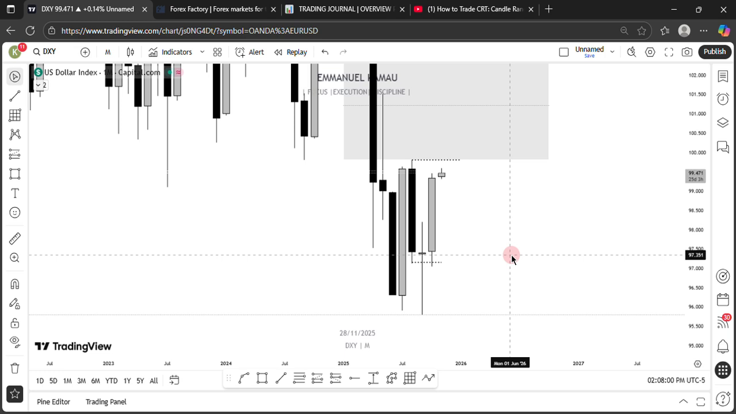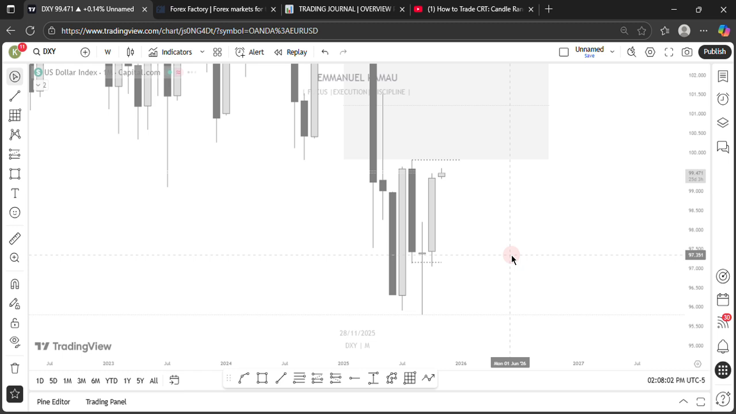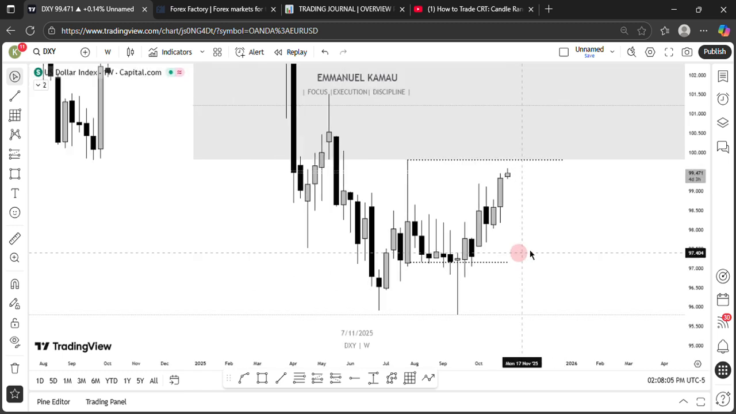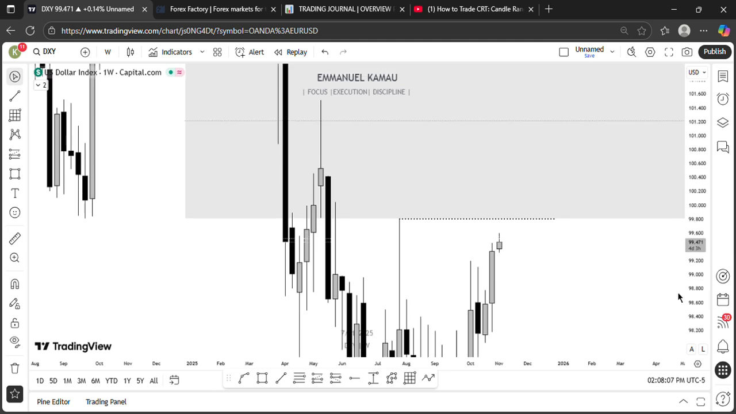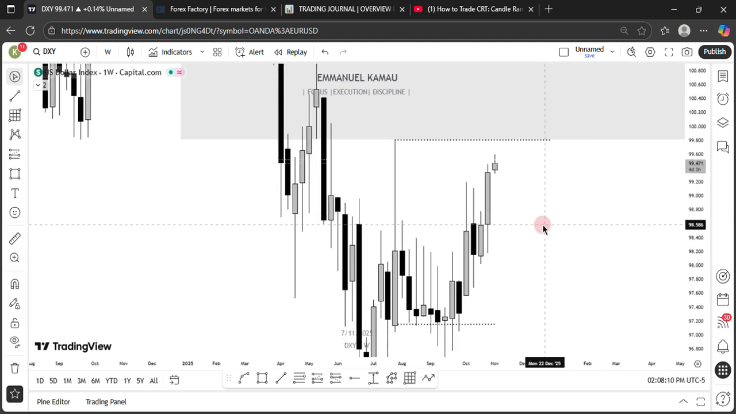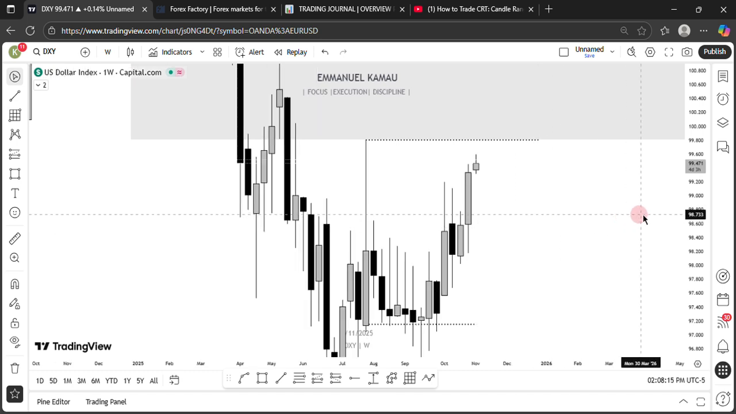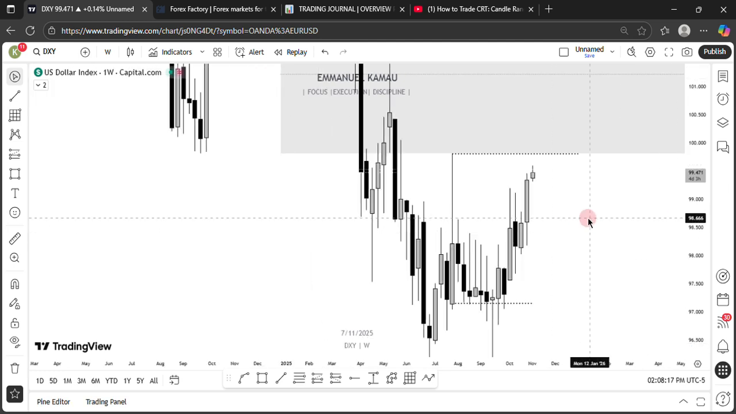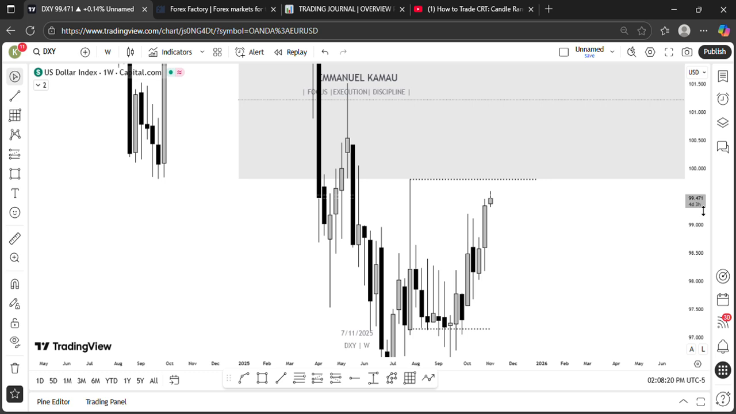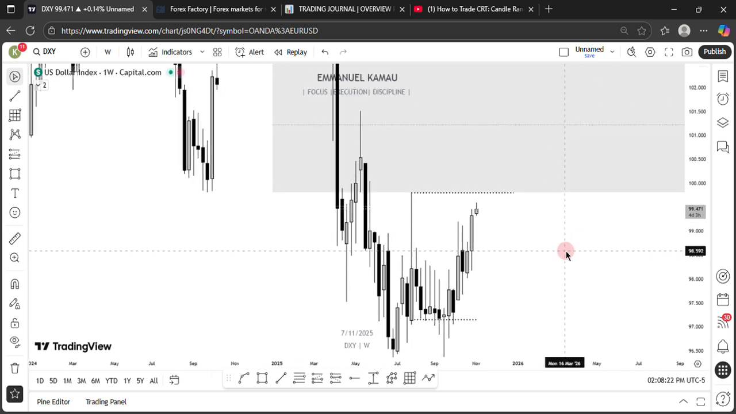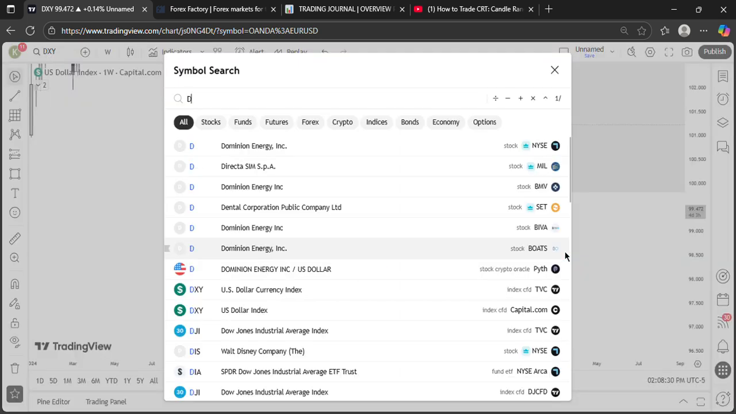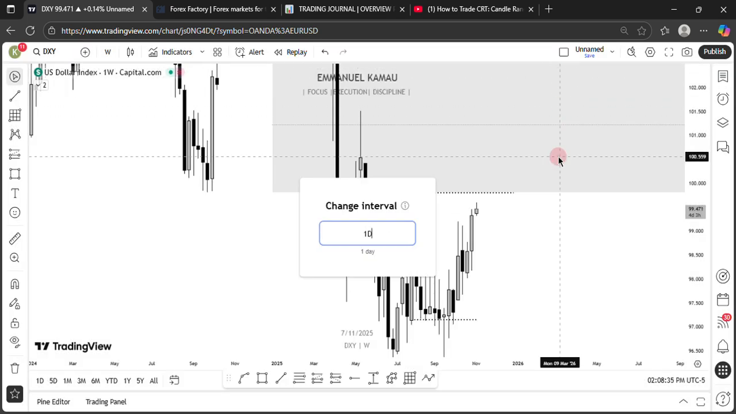From 1 month, let's go to 1 week to find some point of interest where we can enter the market. Remember, we don't just enter the market because we are bullish. We enter the market at a point of interest. That is very important. Always enter the market from a point of interest. On the 1 week, I'm not seeing much, but you can see we are bullish on 1 week. Let's go to the daily time frame. Sorry for that.